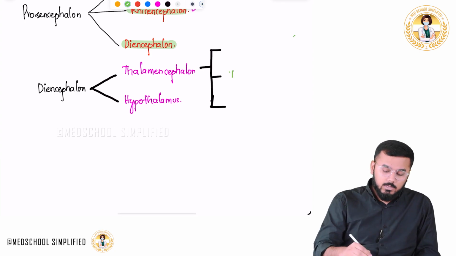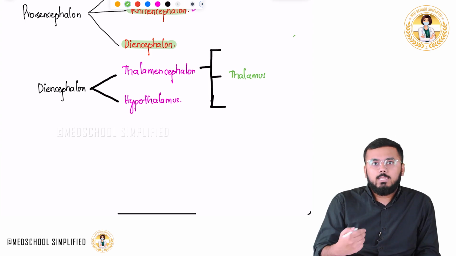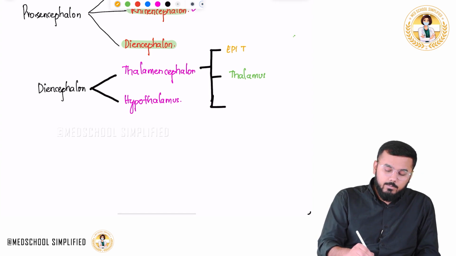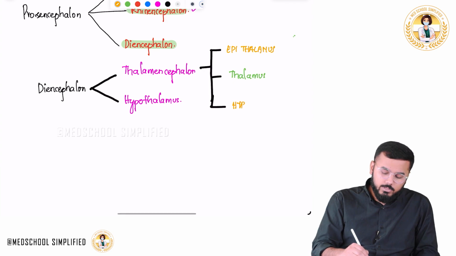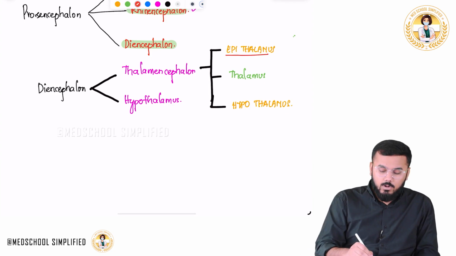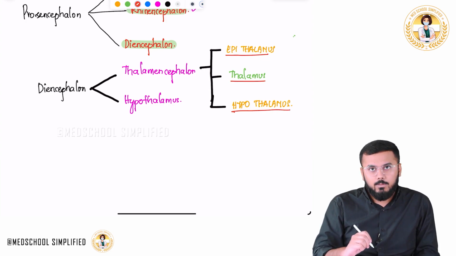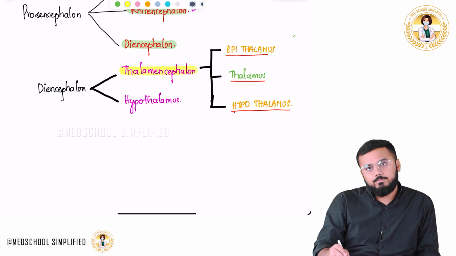One is the thalamus. Anything above should be called epi, anything below should be called hypo. So above is called the epithalamus, and if it is below the thalamus, you call it the hypothalamus. So there are three different types: the epithalamus, the thalamus, and the third important one, the hypothalamus. All these three are present within the Thalamencephalon.